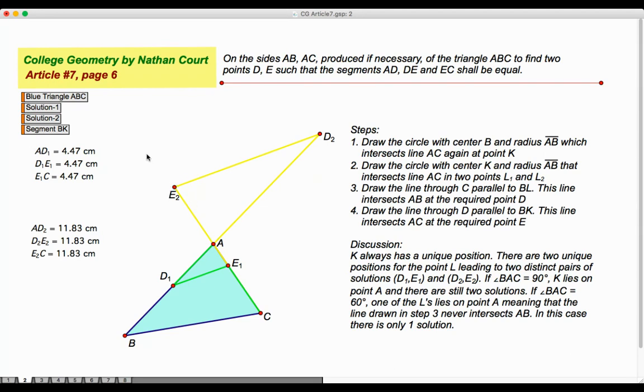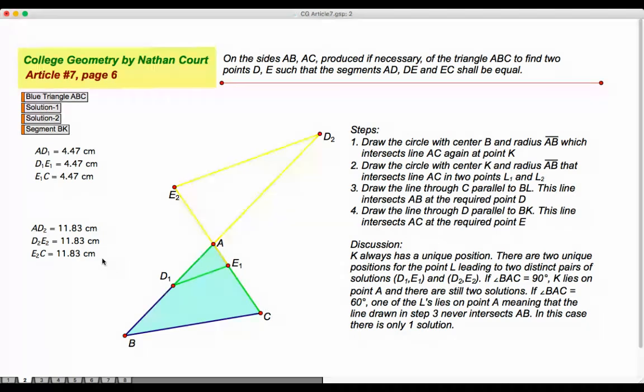And then this one lies on line AC. And then on the other side of it is D2, which lies on line AB. So from point A, I have point D, and its distance from A is 11.83. D2E2 is also 11.83. And finally, E2C2 is also equal to 11.83.